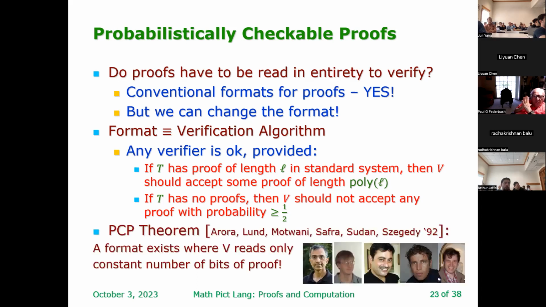We were able to prove in '92 that there is such a format in which the verifier only reads a constant number of bits in the proof. The constant is independent of the theorem, the proof methodology that you're using, et cetera. Nothing depends on it, it's a universal constant. And yeah, okay, the probability with which we may be rejecting things may be much smaller than a half, maybe like 0.001.